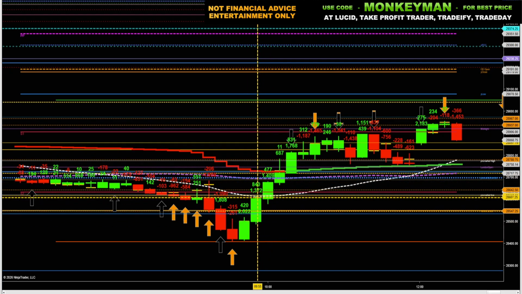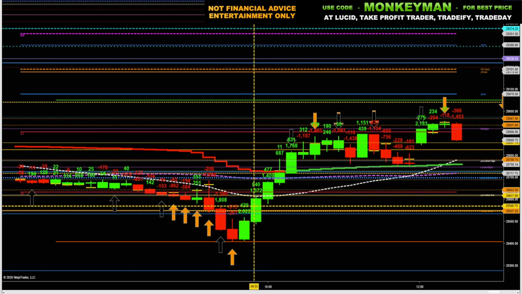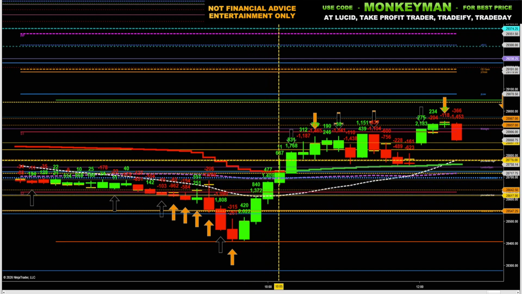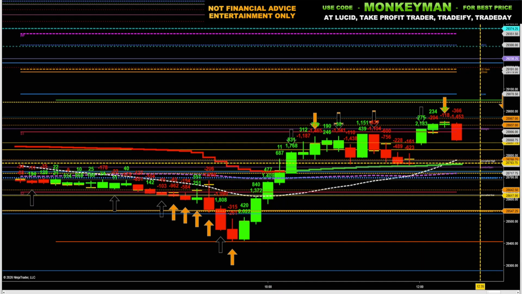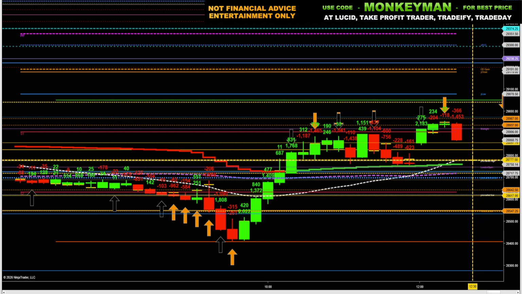These are all nice full-bodied candles to the upside with hardly any wicks. We poked above VWAP for a minute. We got a nice rejection off of pre-market high. This is from the key levels indicator. There's also a 50% level there as well. It was a double key level.